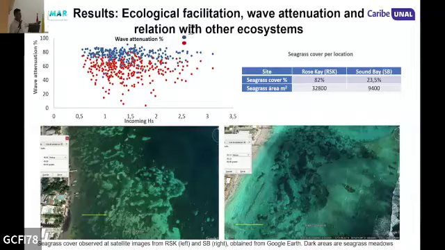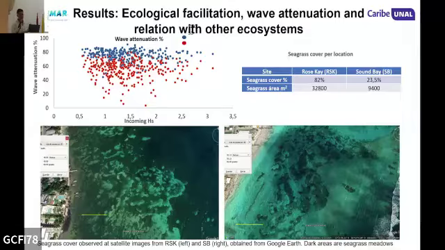These pictures also are from San Andres. These are satellite images. You can see in the left some seagrasses. It's more dark patches, so the seagrass is more dense and has higher cover. And in the right, you can see less seagrass.